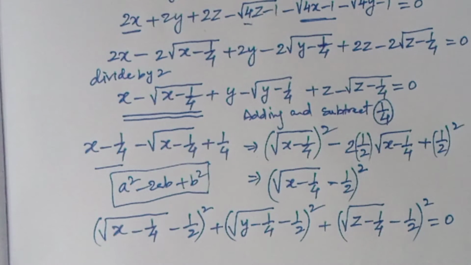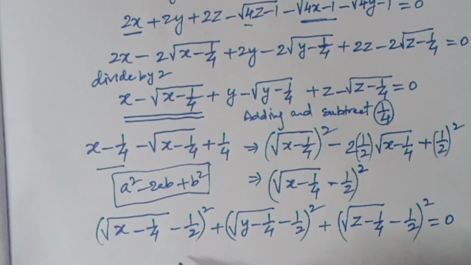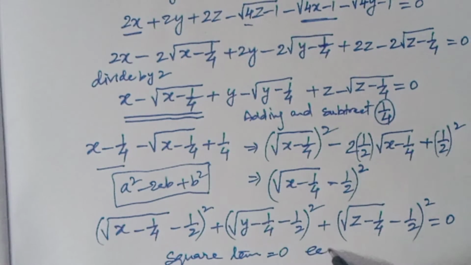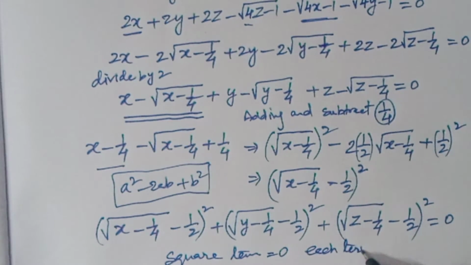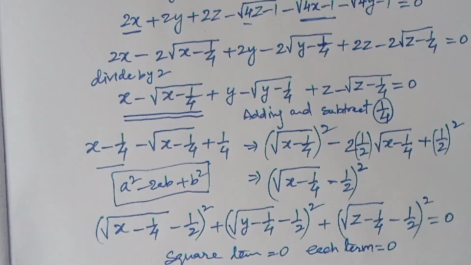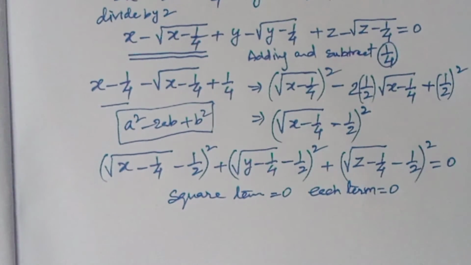So here the square terms are equal to 0. Each term will be 0, then only it is possible. Every term is equal to 0.